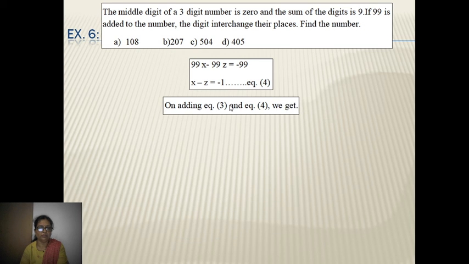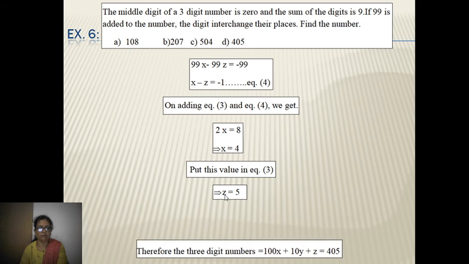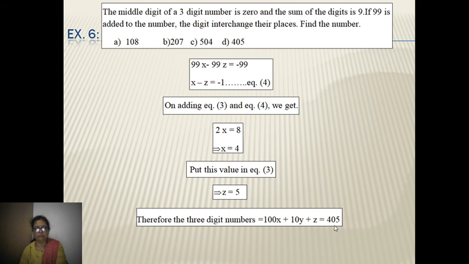We simplify this, then we get another equation. Now, we solve by adding equation number 3 and 4, then we get x equal to 4, and put this value in equation 3, then we get z equal to 5. Therefore, the three-digit number is 405, and the middle digit is 0. Therefore, the answer is D, 405.